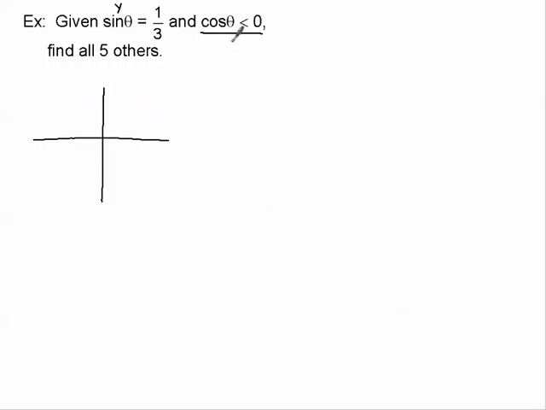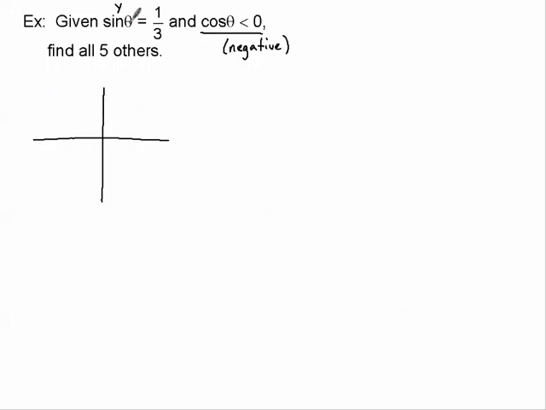That's why they give us a second piece of information. They're telling us that cosine is less than 0. That's another way of saying that the cosine, of course, is negative. And if the cosine is negative, we cannot be in quadrant 1. The cosine is negative over here in quadrants 2 and 3 because the cosine goes with the x-axis, and if the x-axis is going in the negative direction, then we must be in one of these two quadrants.